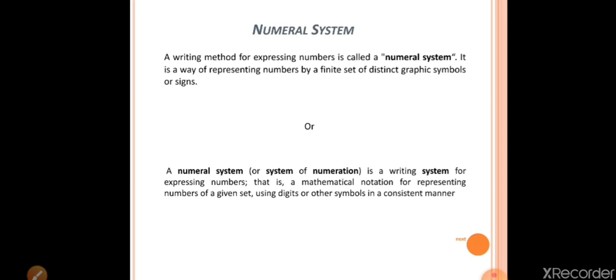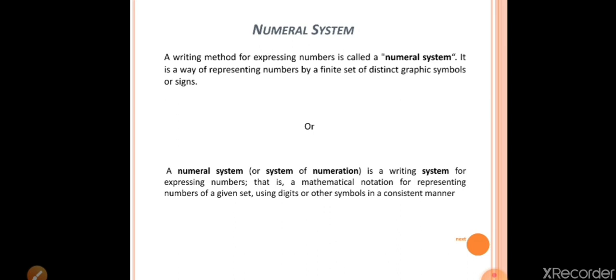Always keep in your mind that to represent numeral numbers, there are some radix or base. A base or radix tells us how many distinct graphic symbols are used to represent numbers in a number system. For example, in the decimal number system, the base is 10. In the binary number system, the base is 2. In the octal number system, the base is 8. In the hexadecimal number system, the base is 16. Many of you studied this concept, I think, in class 8th.